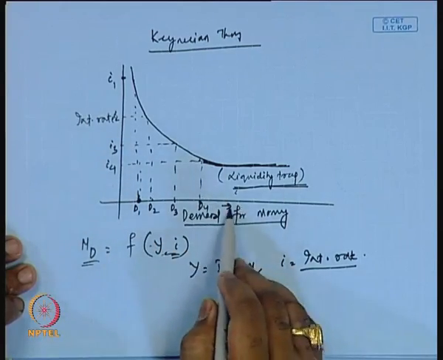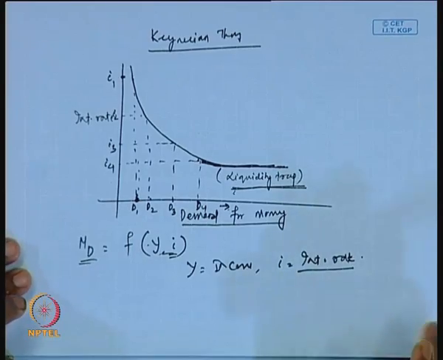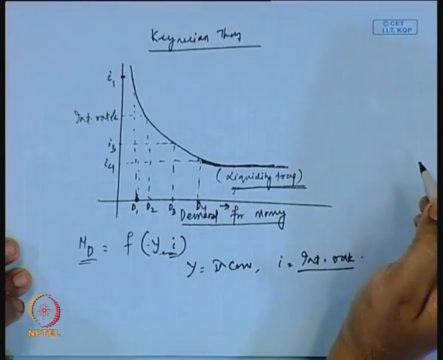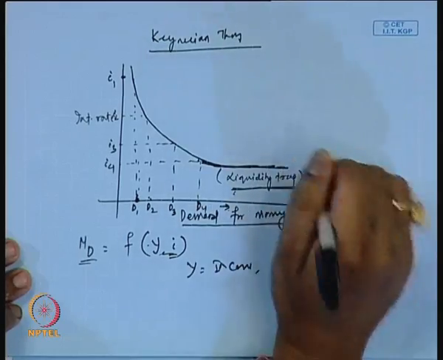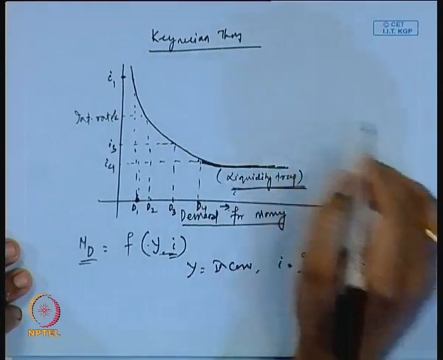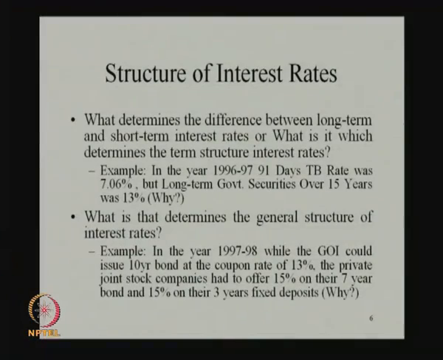So, up to a certain point, even if the demand for money changes, the interest rate is not going to be changed. So, this is the concept of the liquidity trap or liquidity premium. Now, this is the liquidity trap that Keynes has explained to determine the general interest rate determination in the financial market.